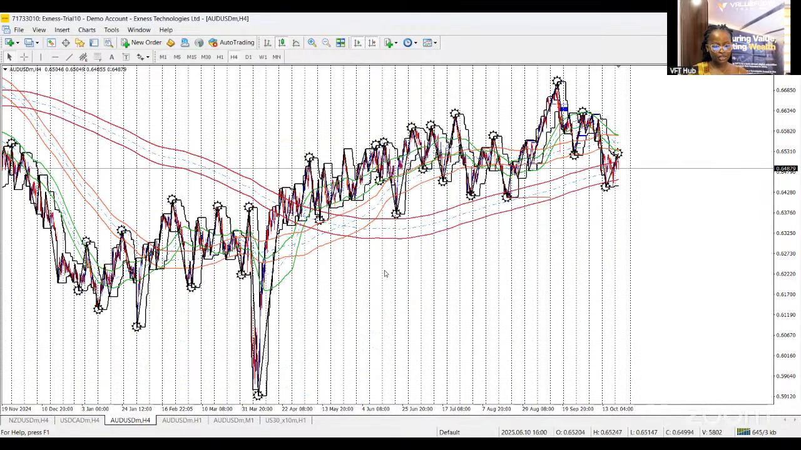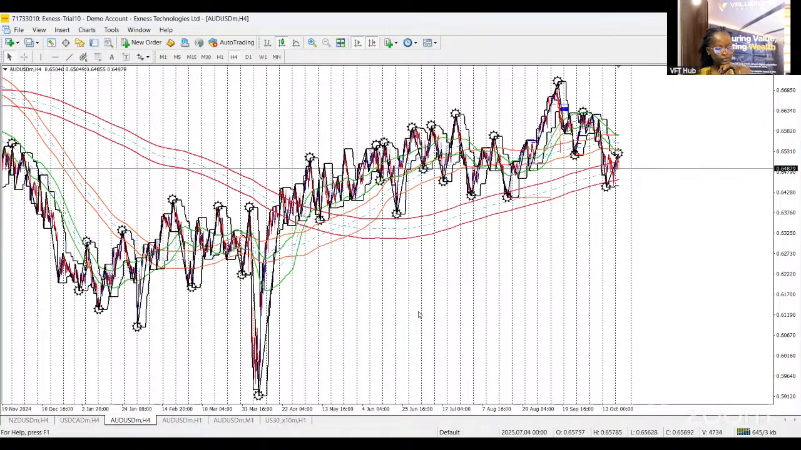So I'm going to start off with a quick look at AUD/USD. First look, AUD/USD on the H4 time frame. Now we know that predominantly since somewhere around the 31st of March, we've been having AUD/USD heavily buying.